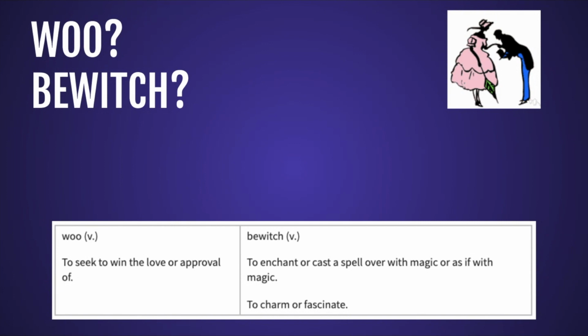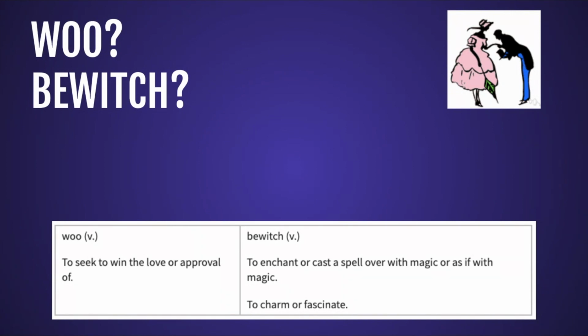The other word is bewitch. It is basically to enchant or cast a spell over with magic, or as if with magic, or to charm or fascinate. Woo and bewitch are very similar, but the main difference is bewitch has sort of an ulterior motive. You may be being very romantic, trying to win this person over, but you're doing it for a different reason. Maybe it's for a bad reason, or you don't have the same intention as someone wooing them. That makes sense.